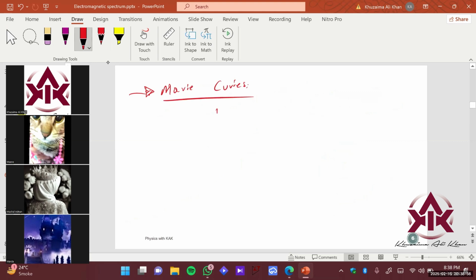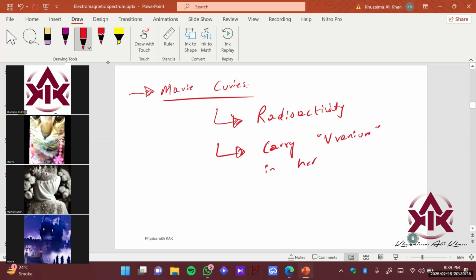So she was basically, we will learn this in the chapter on radioactivity. Who was she? She was working on radioactivity, right? She discovered radioactivity. She used to carry uranium, a highly radioactive element, in her pocket, because she didn't know about this phenomenon.